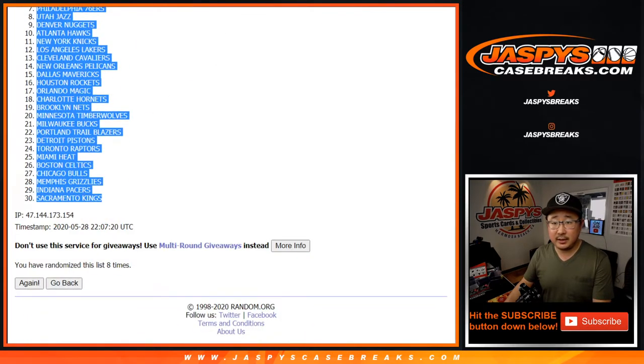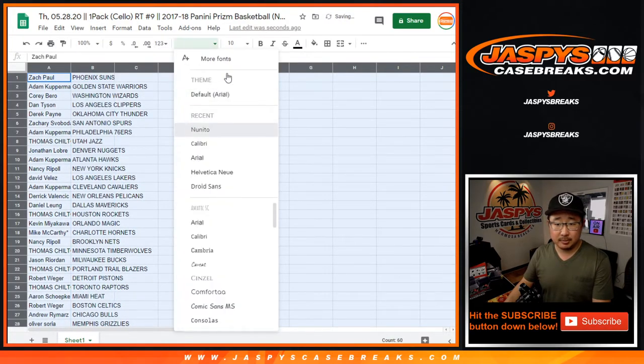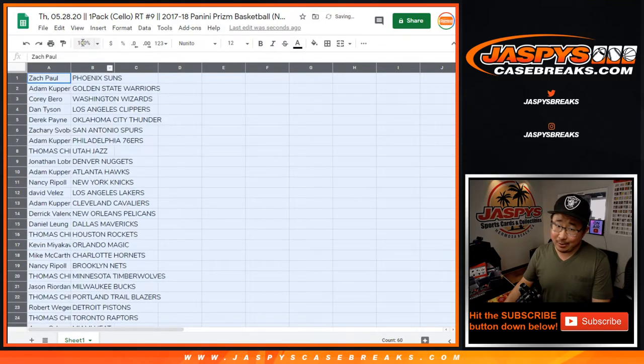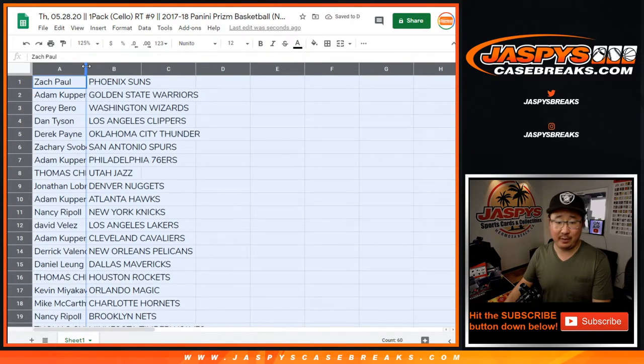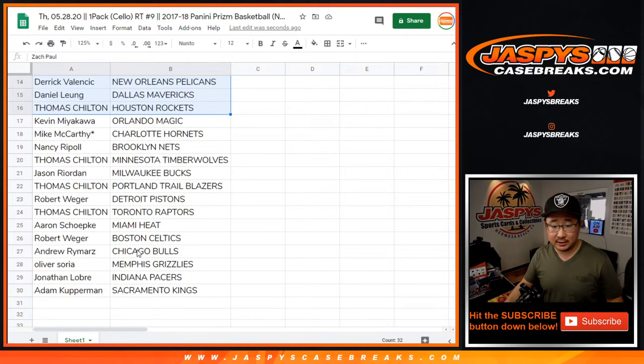So remember, this is 17-18, so we're looking for Jayson Tatum's. And you can't really expect too much out of these little Cello pack breaks, but you never know. Or the Boston Celtics. That's the first half of the list. There they are down there. Rob with the Celtics.